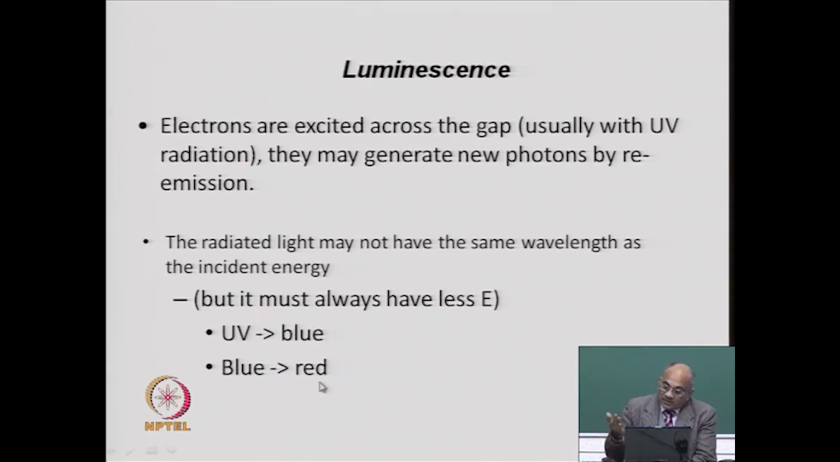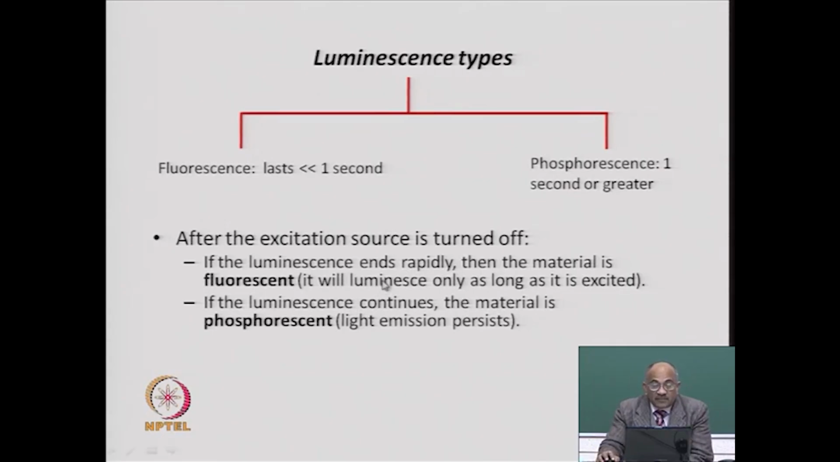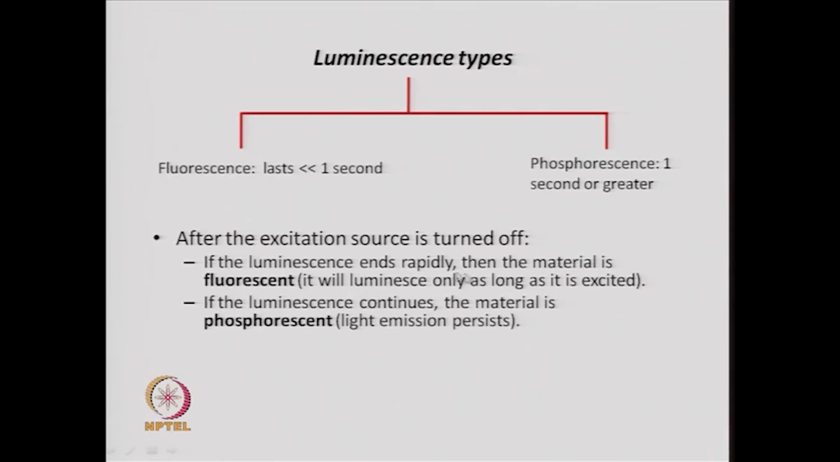If it is fluorescence or phosphorescence, you will get red. That means lower energy light will be emitted in luminescence. Now, if the luminescence ends rapidly, then the material is fluorescent, because it luminesces only as long as it is excited, because the fluorescence is very fast. So, if you switch on a light and the material absorbs energy, it will fluoresce immediately. If you remove that source of light, then the fluorescence also will stop.